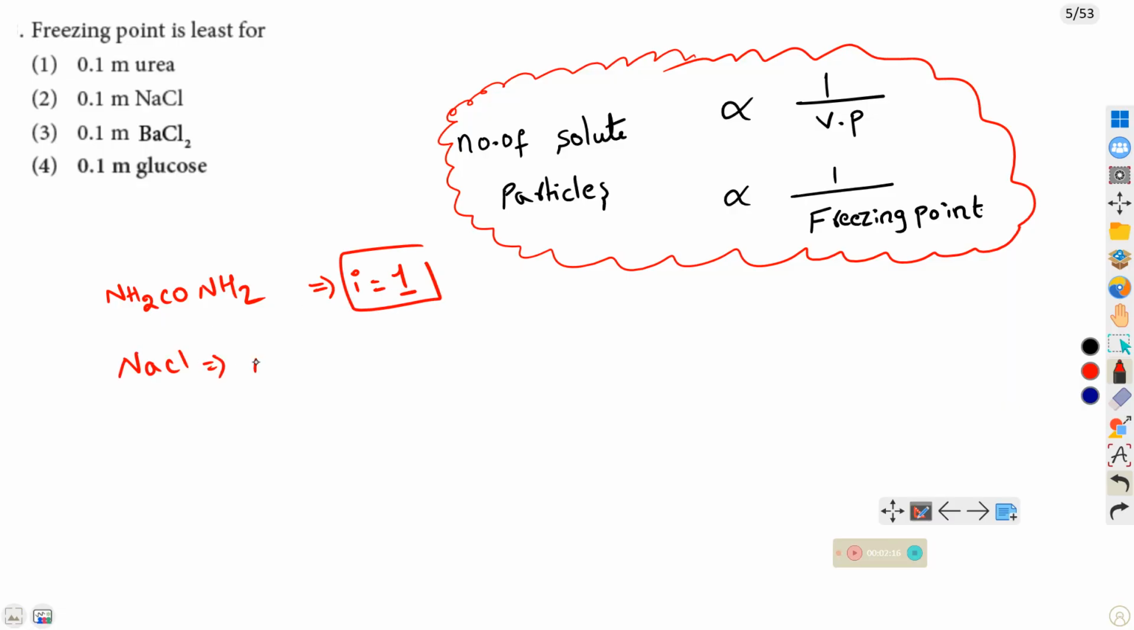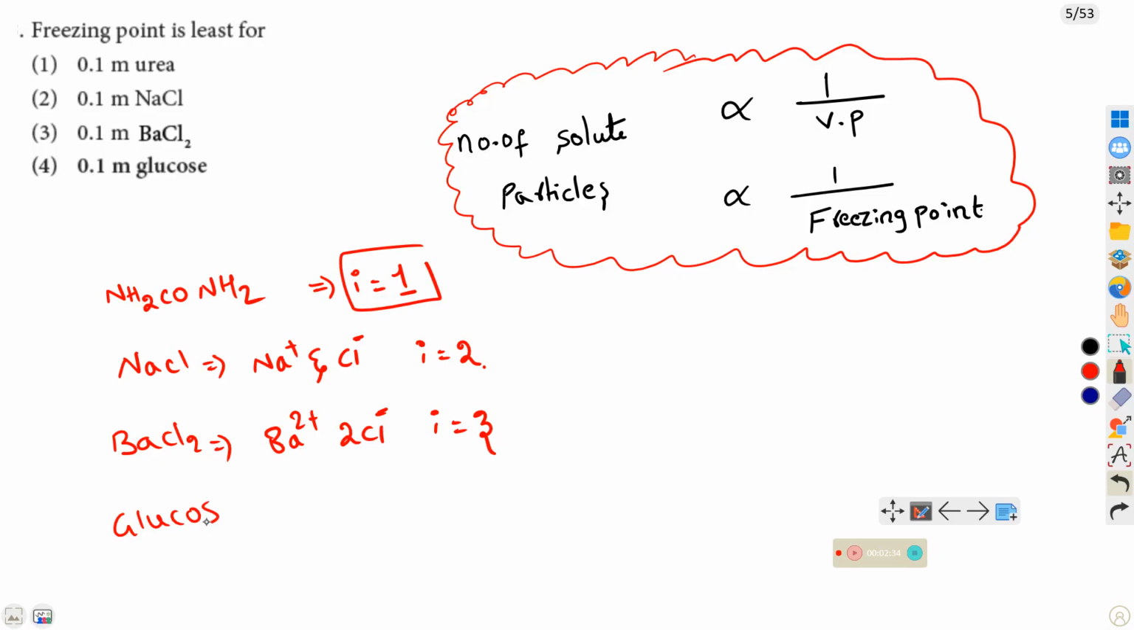NaCl dissociates into Na+ and Cl-. The van't Hoff factor value is equal to 2. BaCl2 dissociates into Ba2+ and 2Cl-. The van't Hoff factor, number of solute particles, is 3. Glucose: dissociation is not possible, number of solute particles is 1. Based on that, the correct answer is BaCl2.